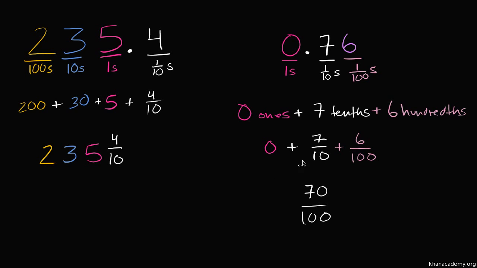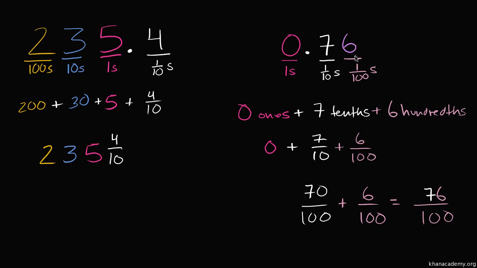One way to think about it is if I multiply the denominator by 10, I can multiply the numerator by 10 as well and not change the value of it. 7/10 is the same thing as 70 hundredths. And then you could add 6 hundredths to that. And what will that give you? Well, that's going to give you 76 hundredths.